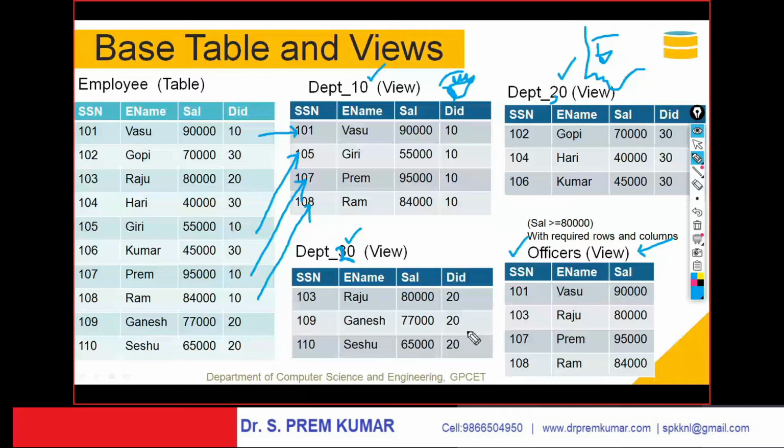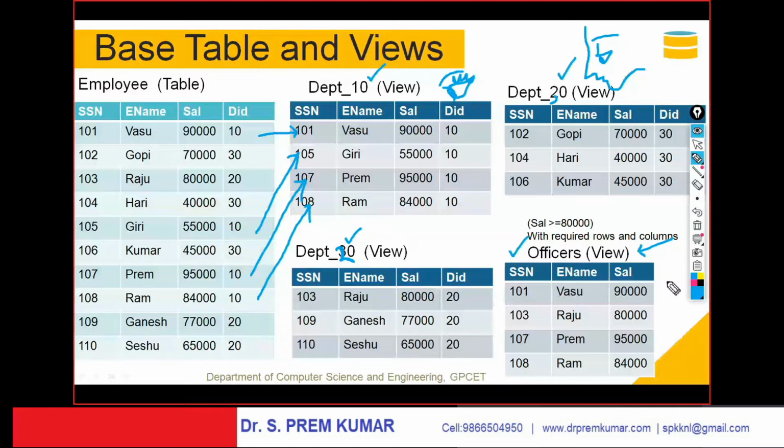You observe this officers view. You are able to see only the officers whose salary is greater than 80,000, and I am not seeing the department ID. I am seeing SSN number, employee name and salary. I don't want to see the department ID. I am least bothered about the department ID.